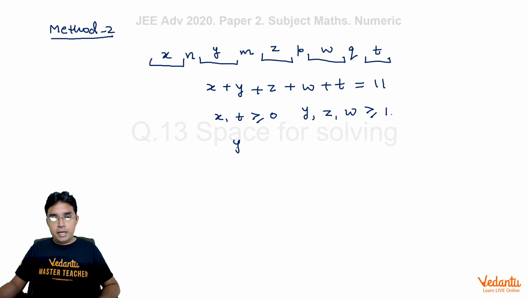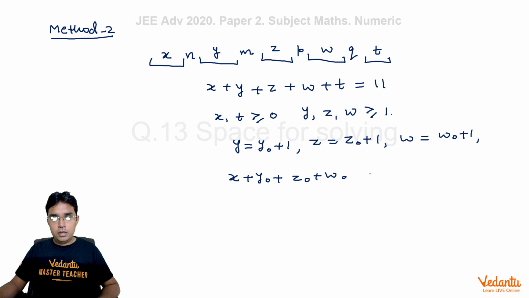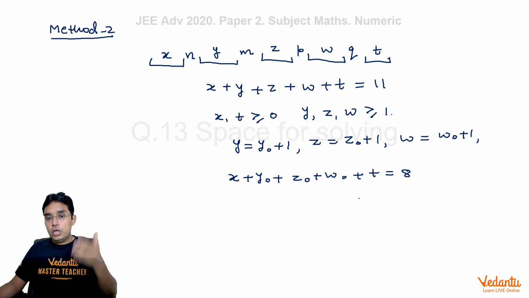So let me take y as y0 plus 1, z as z0 plus 1 and w as w0 plus 1. Why am I taking this? If we substitute this here, we will get a new equation, x plus y0 plus z0 plus w0 plus t, and that will be equal to 8. Now all variables are such that their values can be greater than or equal to 0. So this is a perfect condition for non-negative integral solutions, or you can say beggar coin method.